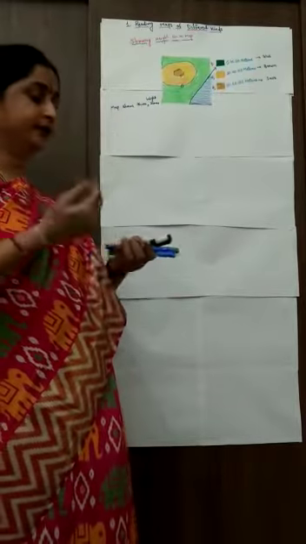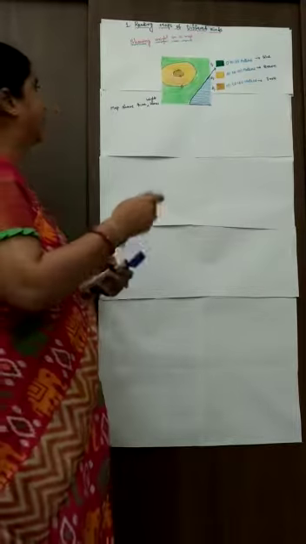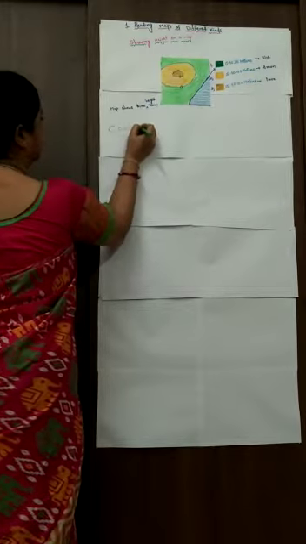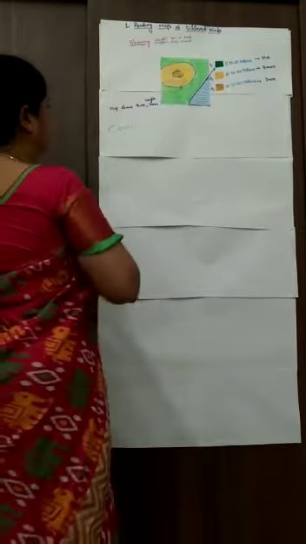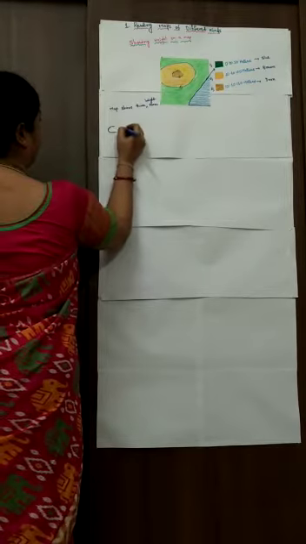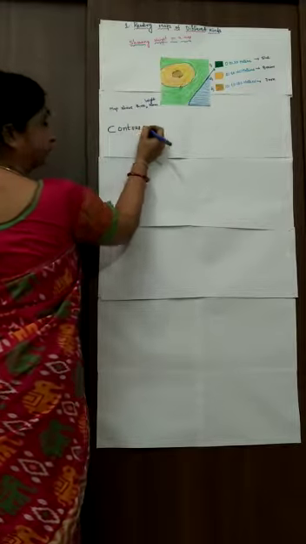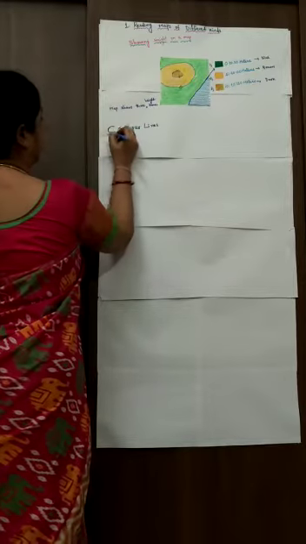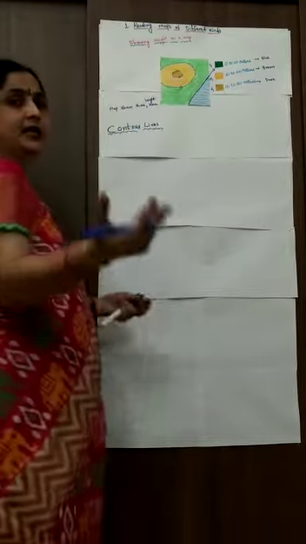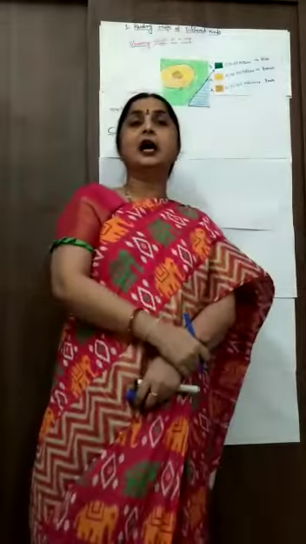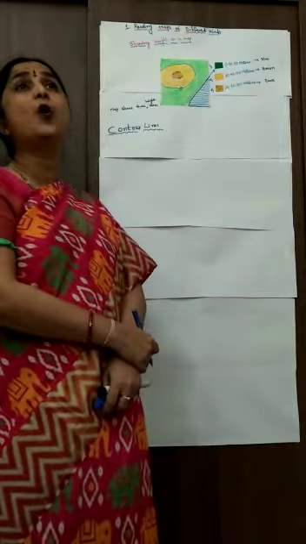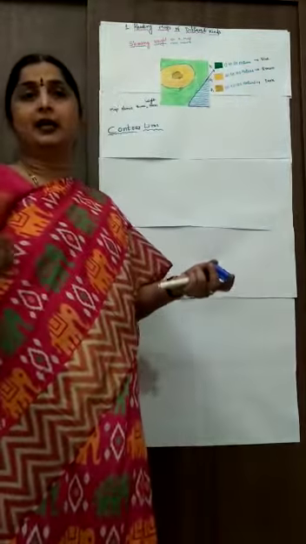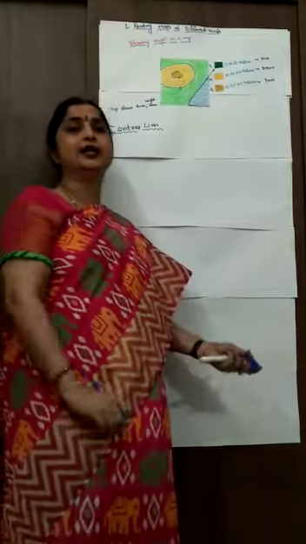The next topic is contour lines. Can anyone tell what a contour line is? A line joining the places with equal height. That is called a contour line.